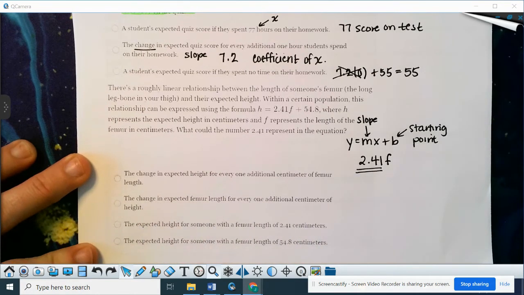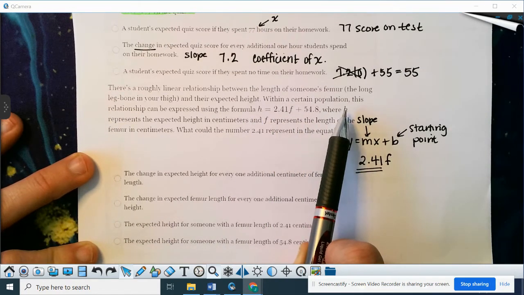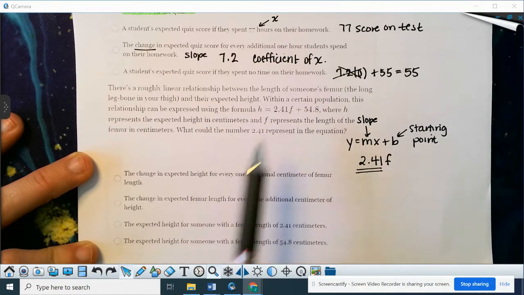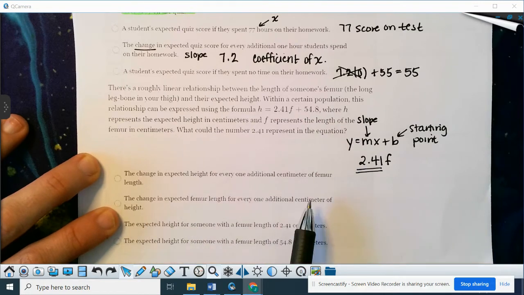So this is where you want to pay attention. When they use F and H, it's great because you know the difference. But you want to make sure you read H represents height and F represents femur. So it's not the change in expected femur length for 1 additional centimeter of height. This is where the 1 would go. So it's the femur length. So they've got our X and our Y mixed up in this choice.